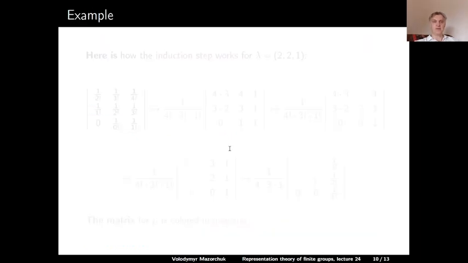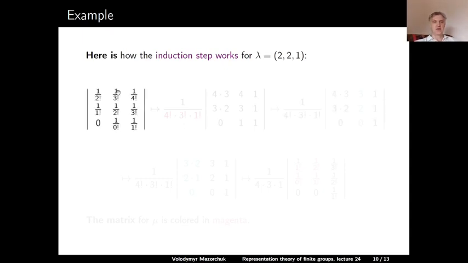Here is an example. Let us now see how the proof works, and in particular how the induction step works for the partition 2, 2, 1. This is the original determinant.